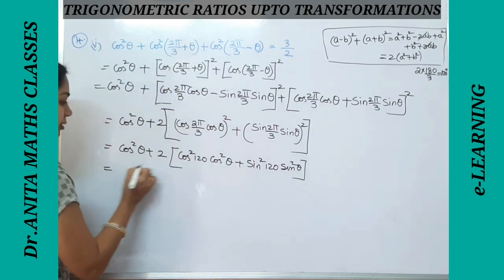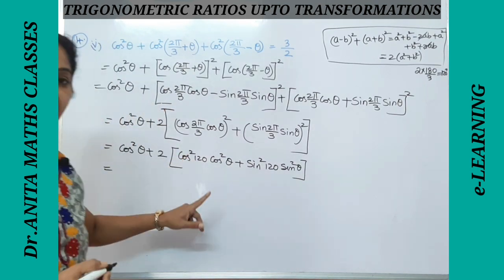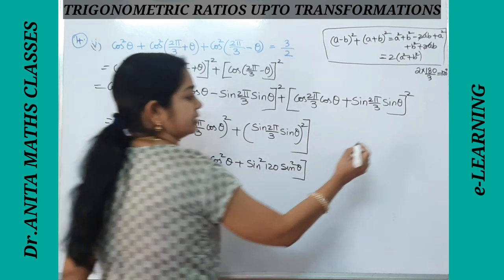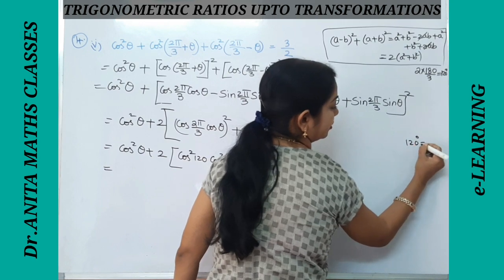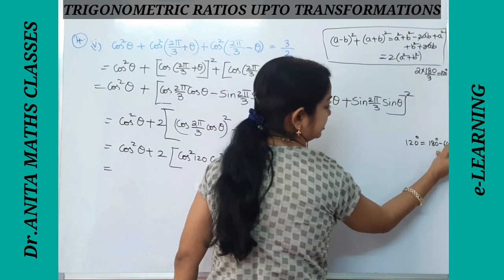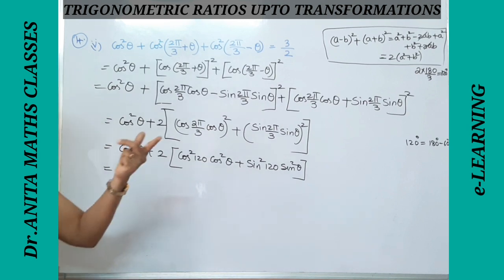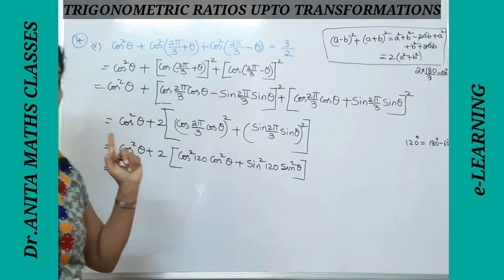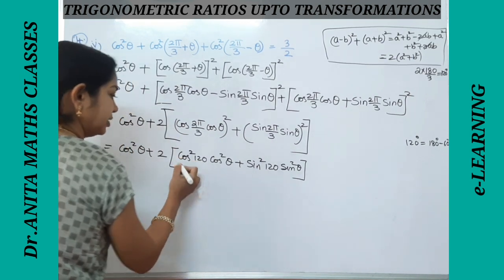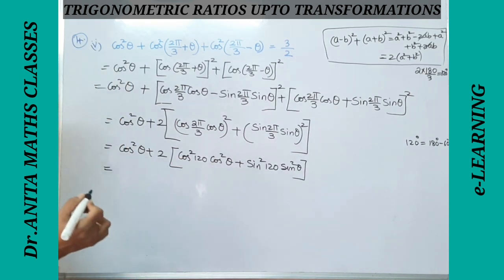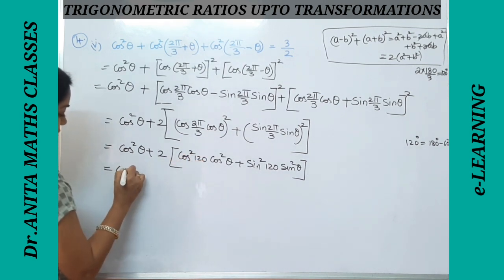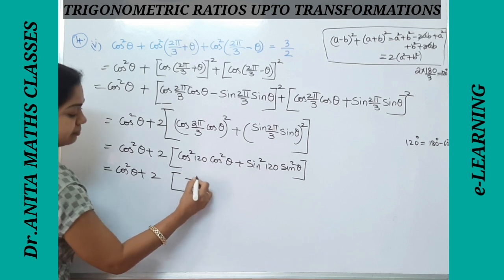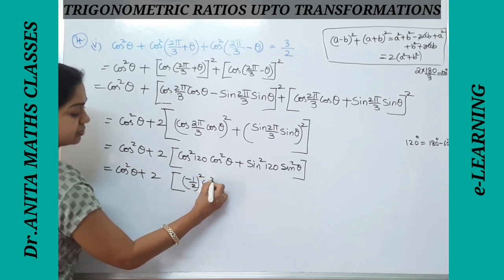Right. Here 120 degrees we can write as 180 minus 60. If you take cos of 180 minus 60, that is in the second quadrant. In the second quadrant cos is negative. So here you get 60, and cos 60 is 1 by 2. You get minus half cos square theta plus 2. Here you get minus half, but it is squared, and cos square theta.